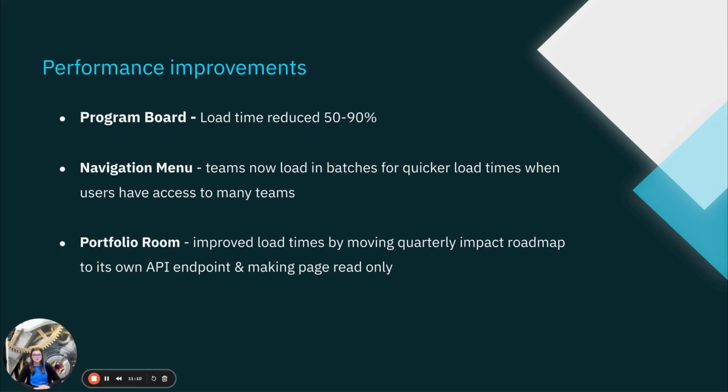With our navigation menu, users who have access to many teams will see faster loading times in the navigation menu thanks to the new paginated loading to get team data in batches versus a single slow batch. And lastly, the portfolio room, Atlassian has made 2 optimizations to this room that should result in faster page load times. These updates include moving the quarterly impact roadmap to its own API endpoint so that it loads in parallel with the page and all other widgets, and making the page read only so that it no longer writes to session that was causing some slowdowns in the page loading.